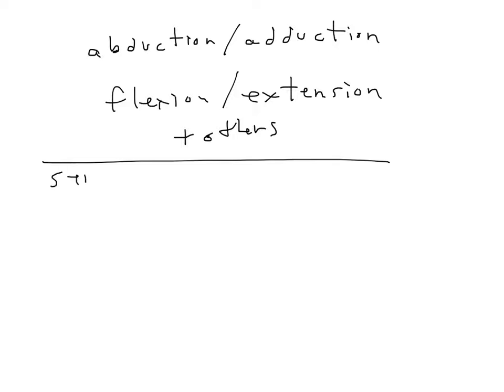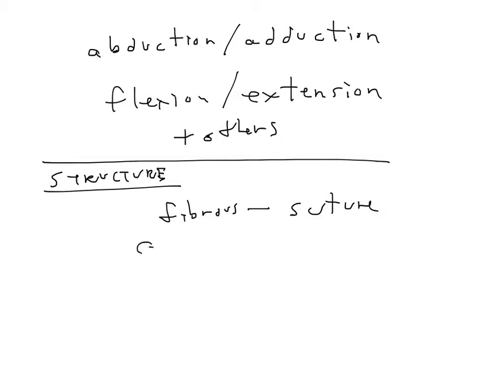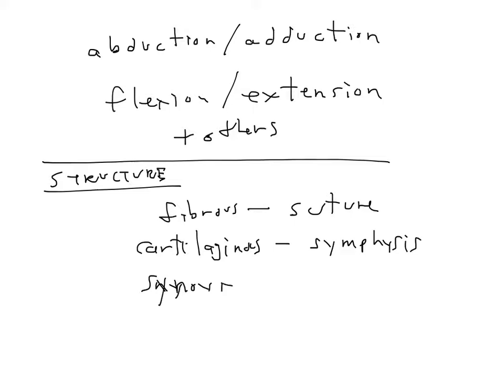As far as structurally, in terms of the joints, recall that fibrous joints like sutures in the skull are immovable. Cartilaginous joints, like in the pubic symphysis, are slightly movable. Synovial joints are freely movable, as in your ball and socket or hinge joints.